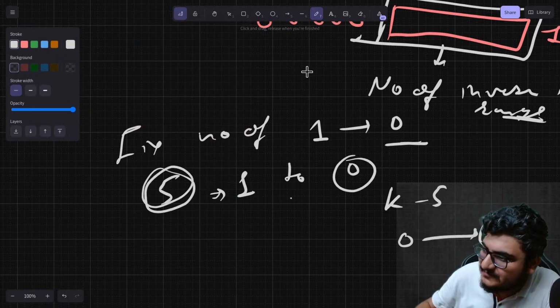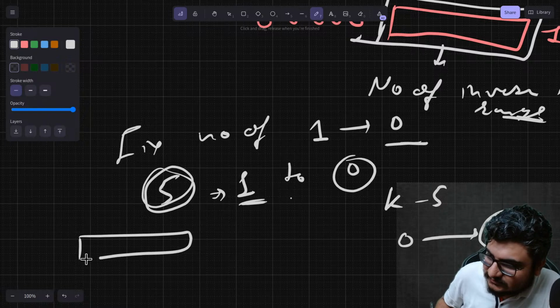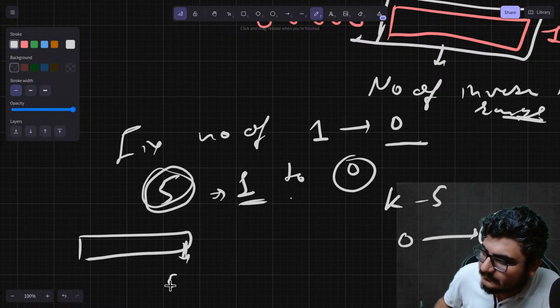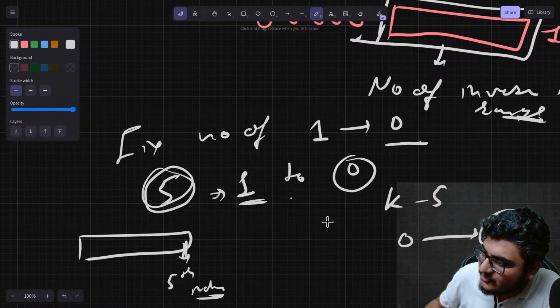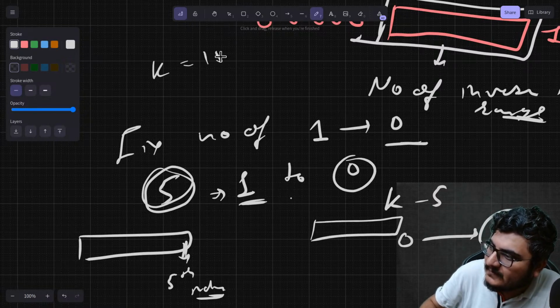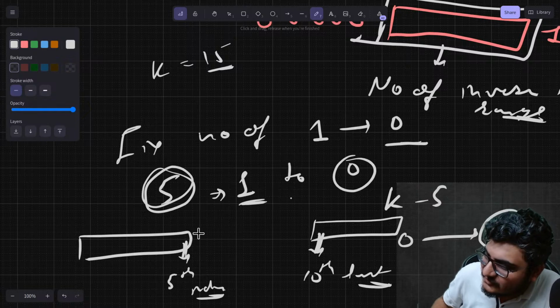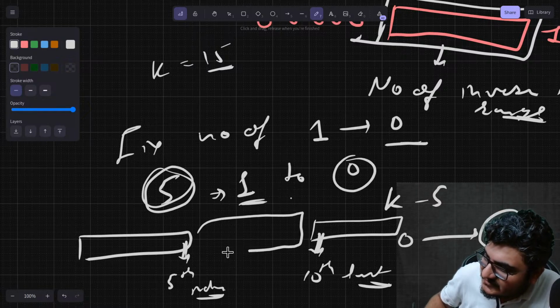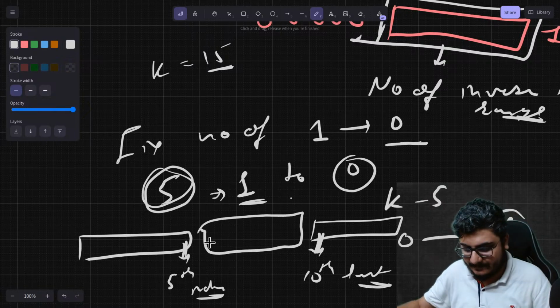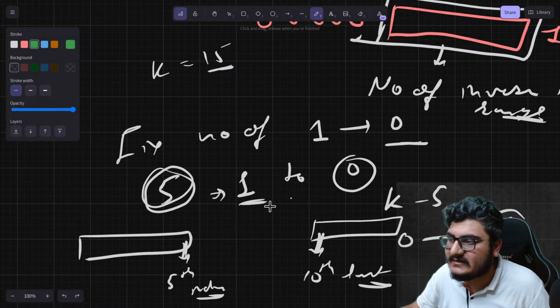And my idea is, based on where 1 is present, I can find the fifth index of 1, and based on where 0 is present, let's say k is equal to 15, I can also find the 10th last 0. And my solution would be to count the number of inversions in this sequence now. And this is my main idea.